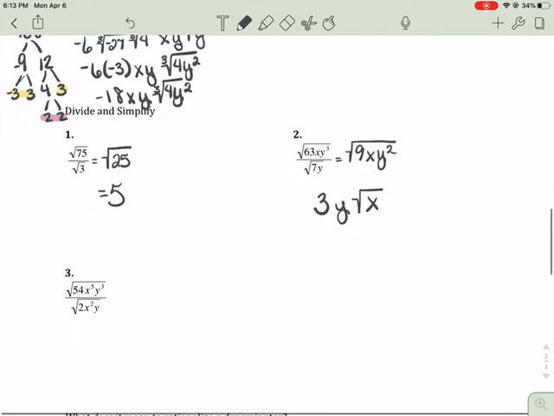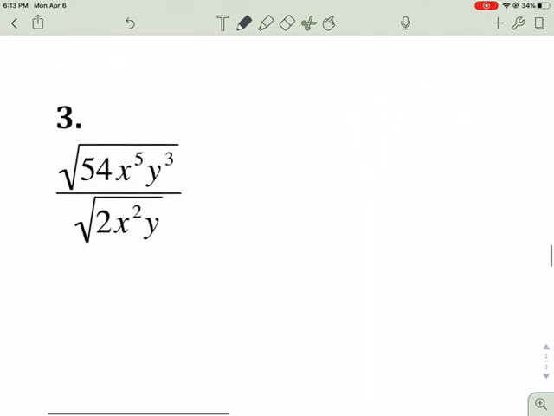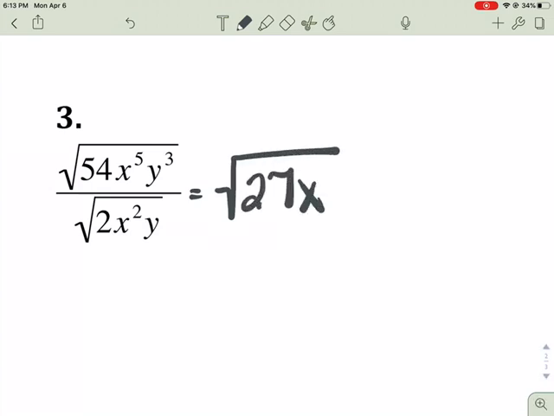All right, let's try one more. Okay, simplify up and down first. So 54 divided by 2. I want to say that's 27. It is, all right. So the square root of 27, subtract your exponents.